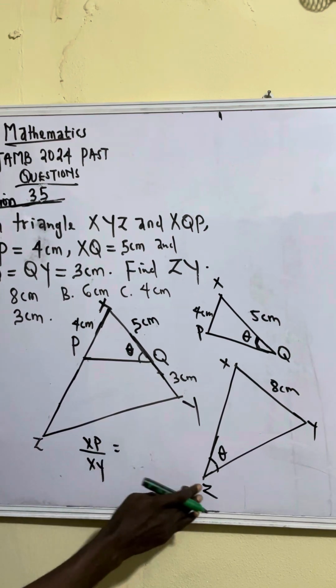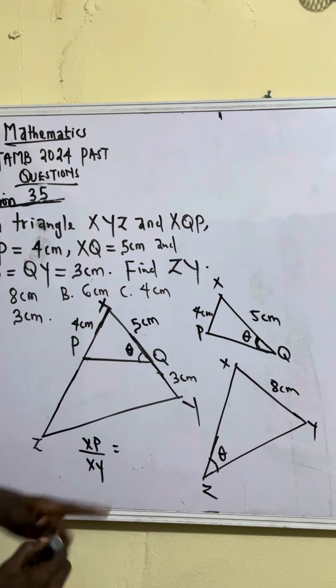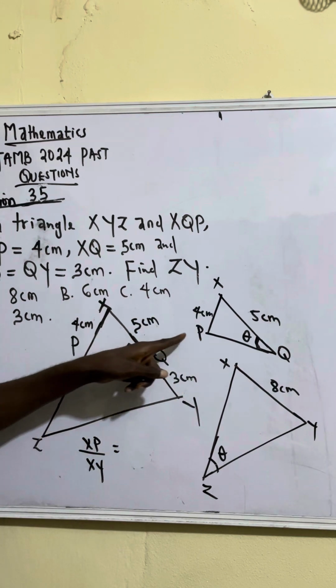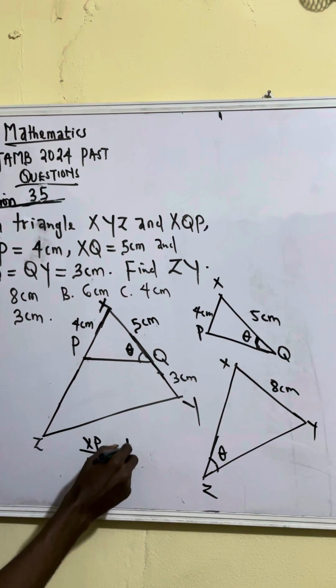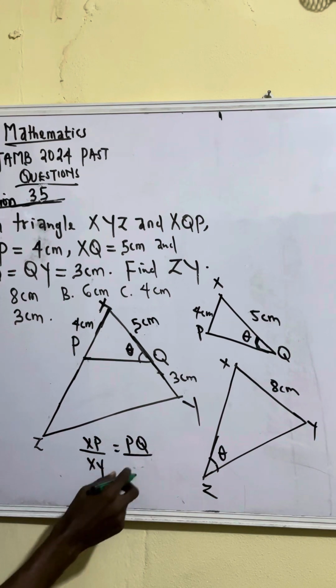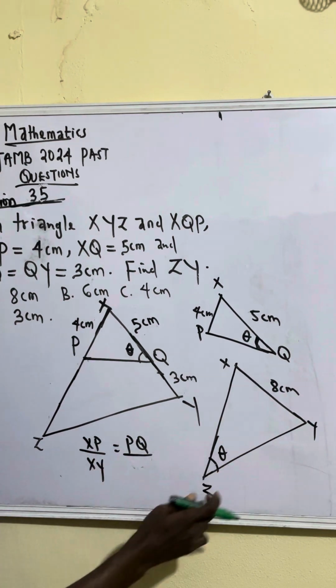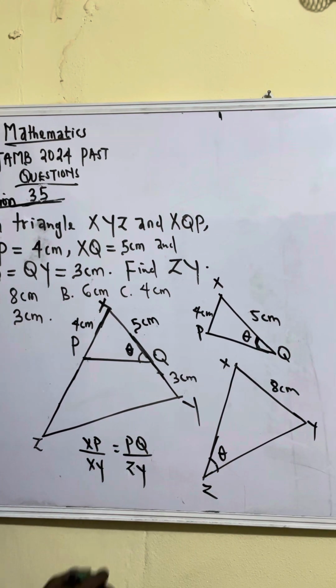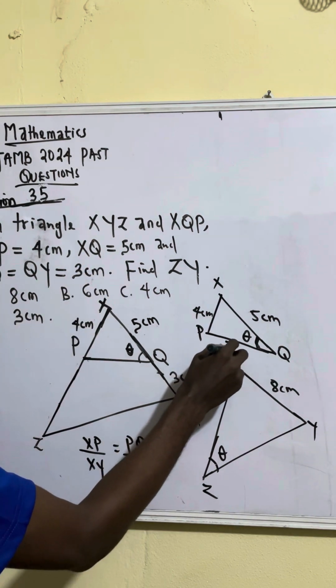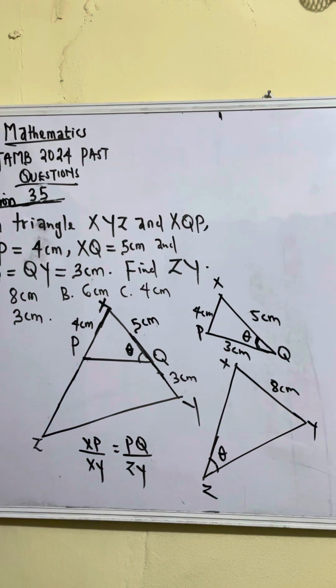I'm not supposed to use the bigger one on top. I'm taking the smaller one to be on top. So that means PQ of this one should be equal to YZ or ZY of the second one. So don't forget from the question, PQ is equal to QY, and that's equal to 3 centimeters. So here will be 3 centimeters.